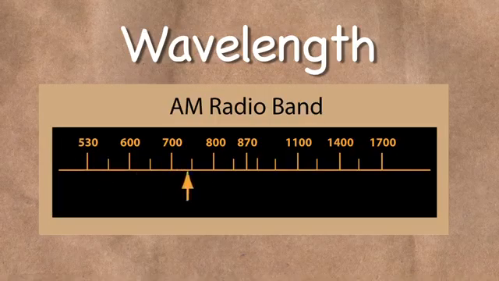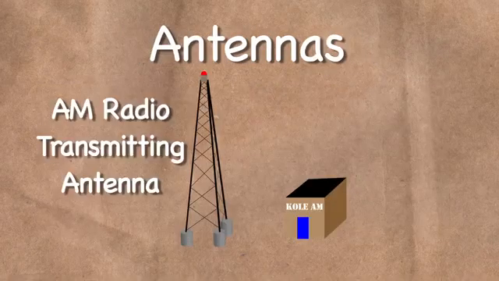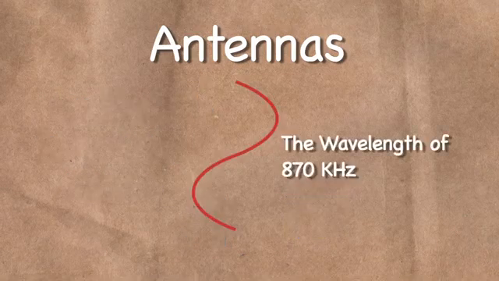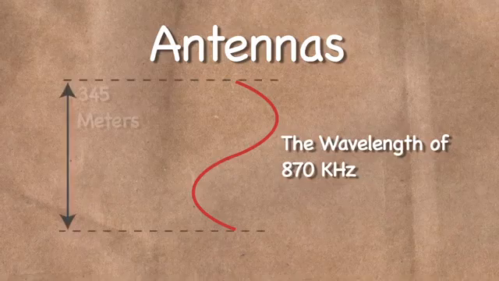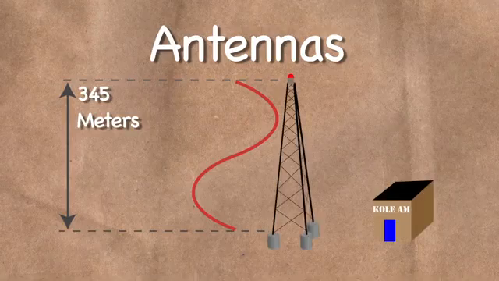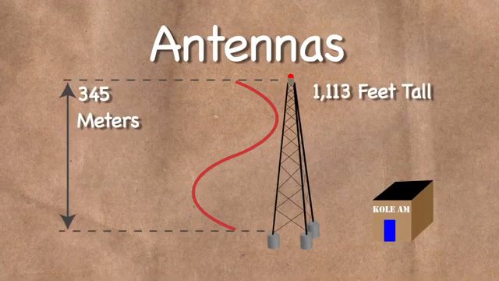That 870 kHz RF signal mentioned earlier is the frequency used for one of the channels in the AM radio band. In order to broadcast this signal, an antenna is required of the correct size for the frequency's wavelength. An antenna of the same height as the wavelength would be 345 meters tall, or 1,113 feet. This would make a very impractical and costly tower to build.